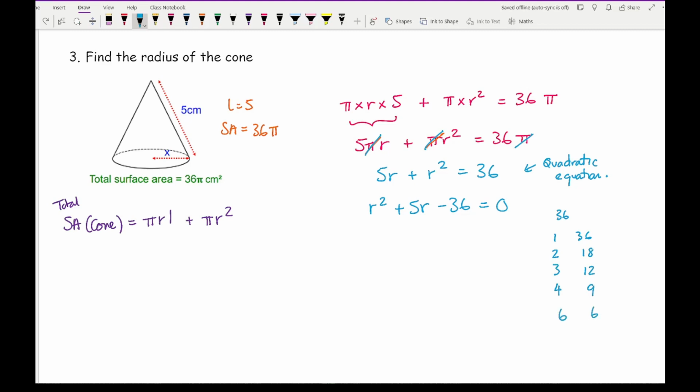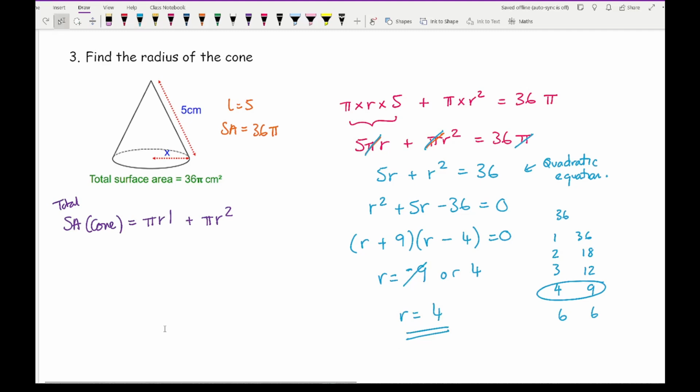Using these, which pair can I use to make 5? Well, I can make 5 using 4 and 9. So it does factorise: it's going to be r plus 9 times r minus 4 equals 0. So radius equals minus 9 or 4. Now we can't have a negative length, so it can't equal minus 9, so r equals 4, and there is my answer.